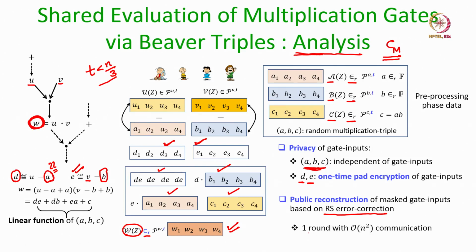It requires one round of interaction because the only communication in the protocol is during the public reconstruction of the values D and E, for which every party needs to send its share to every other party, and this will require a communication of order n square field elements.